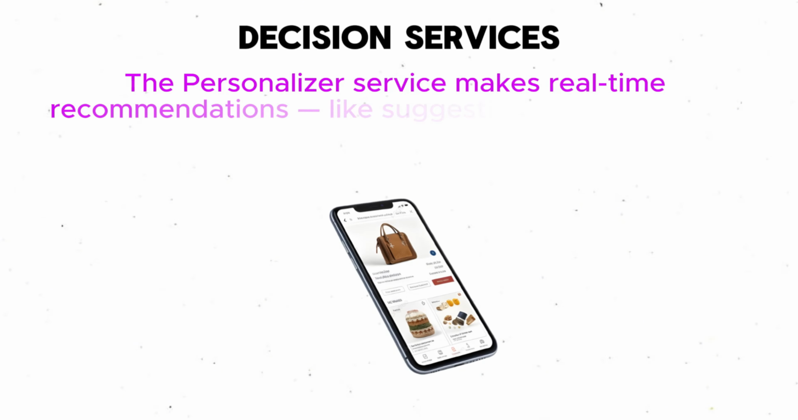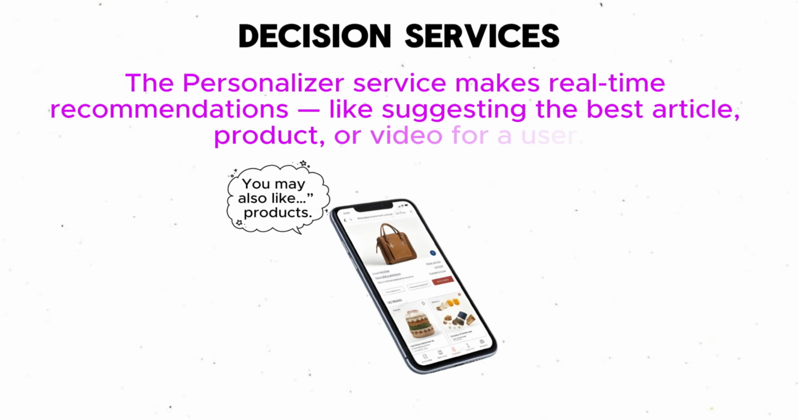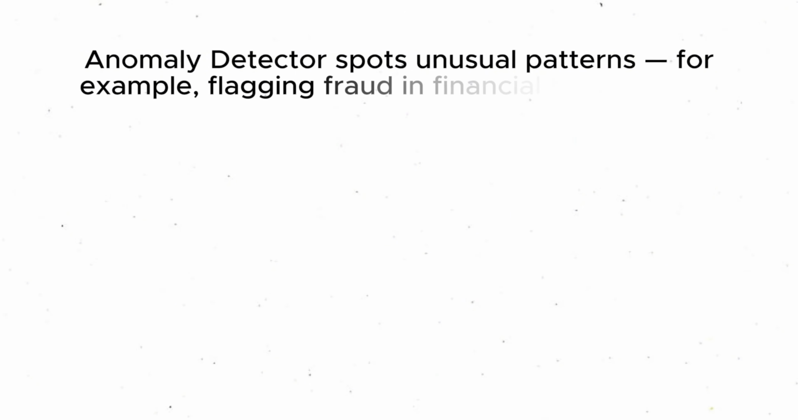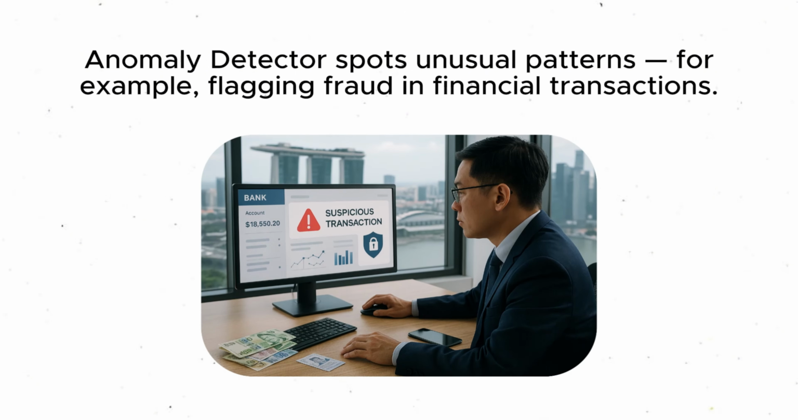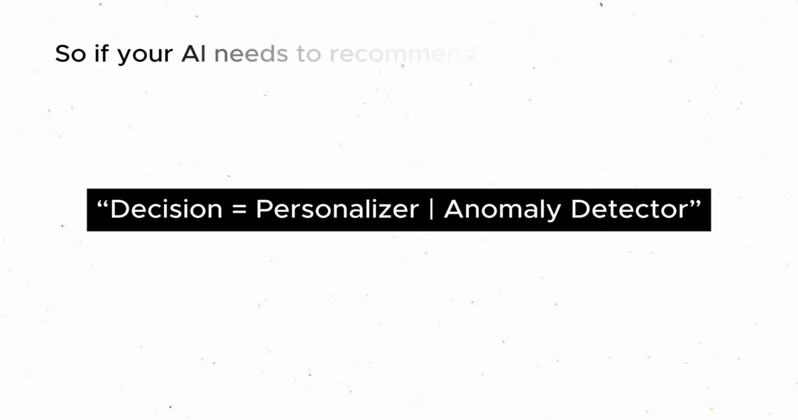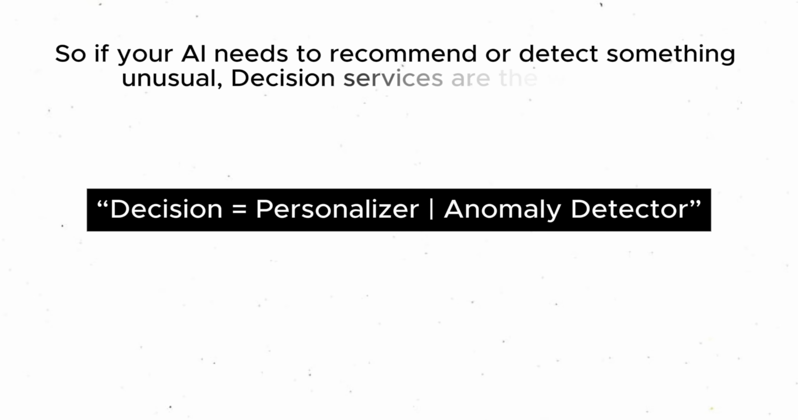Finally, decision services. The Personalizer service makes real-time recommendations, like suggesting the best article, product, or video for a user. And the Anomaly Detector spots unusual patterns, for example, flagging fraud in financial transactions. So if your AI needs to recommend or detect something unusual, decision services are the way to go.